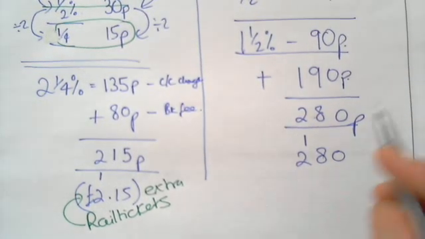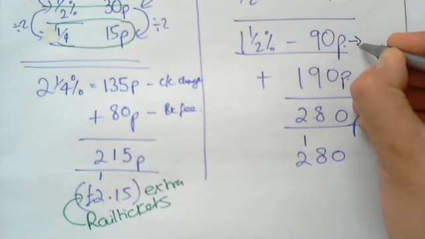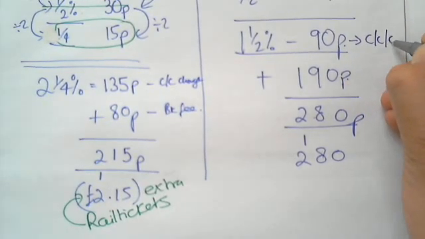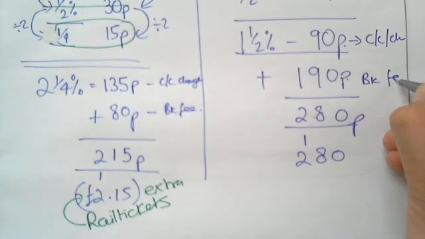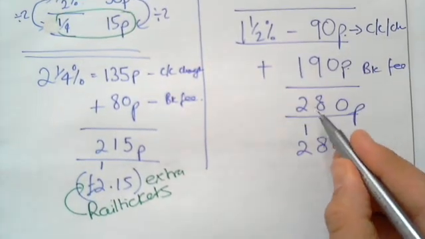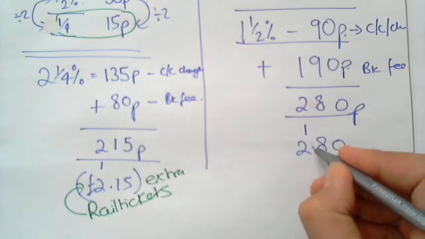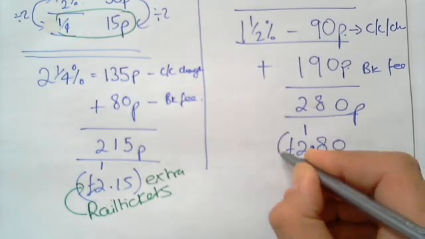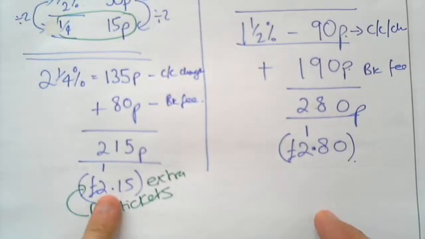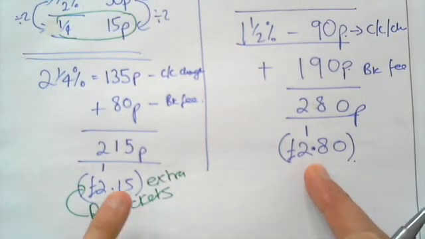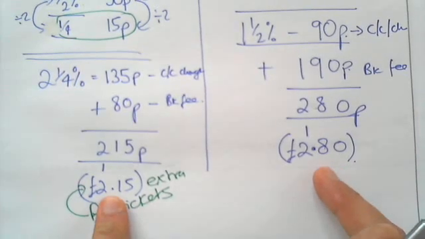So we have 90p. 90p was the credit card charge, and then we had the £1.90 booking fee, and we add them together. That gives you 280p. So we say the answer is £2.80. So we know now that this company is cheaper, as £2.15 extra is less than £2.80 extra.